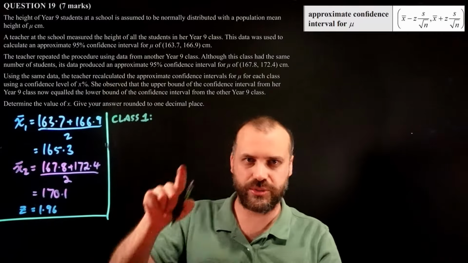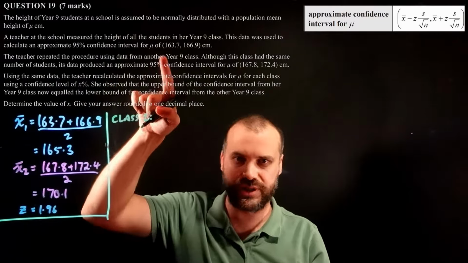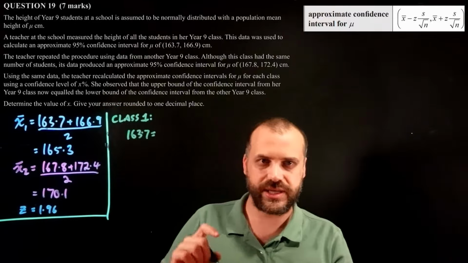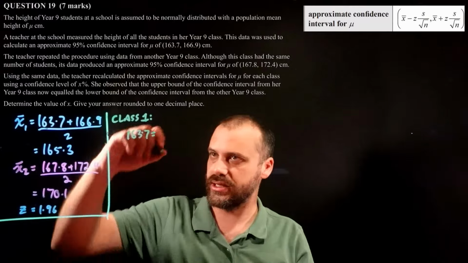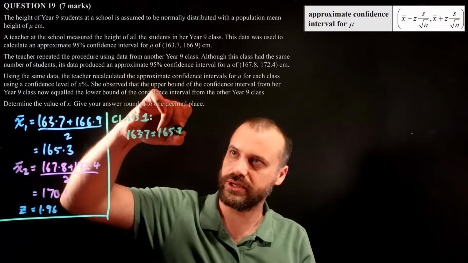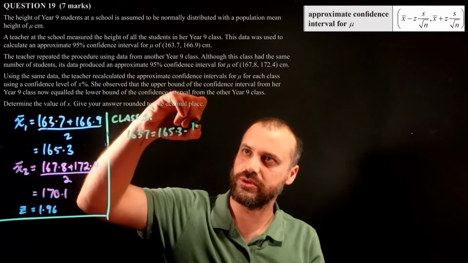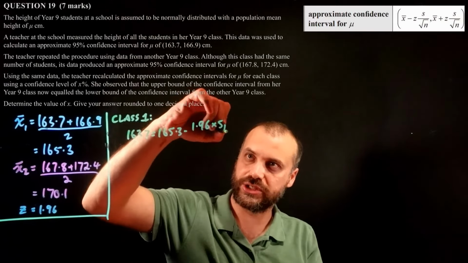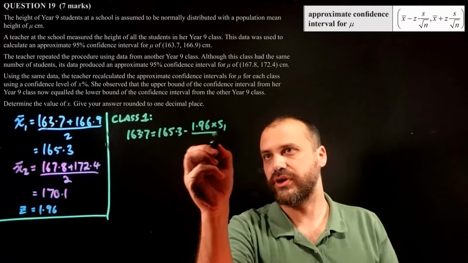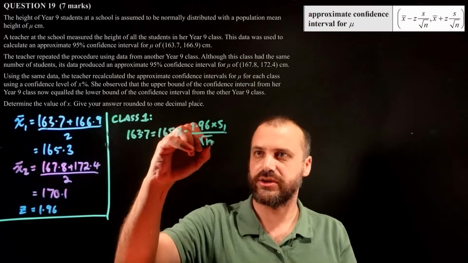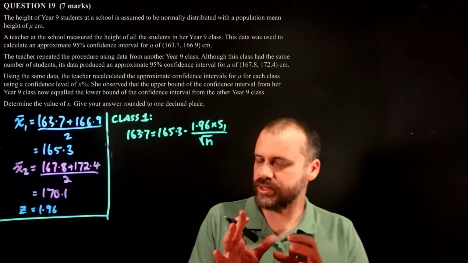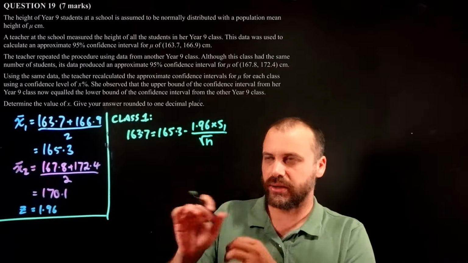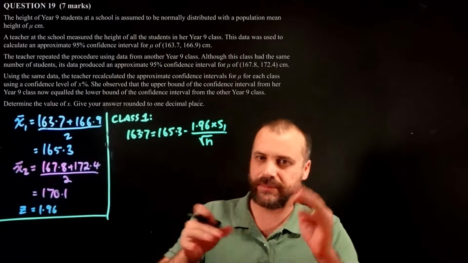Now, we do know what the lower bound was for class 1. It was 163.7. And that's calculated using the mean, 165.3, minus the Z score, 1.96, times the standard deviation of that sample divided by the square root of the size of that sample. Now, I'll admit that this next step wouldn't be my first instinct when doing a question like this, but I'm going to do it now so that we don't have to backtrack.